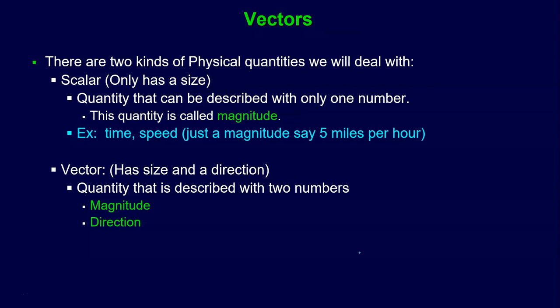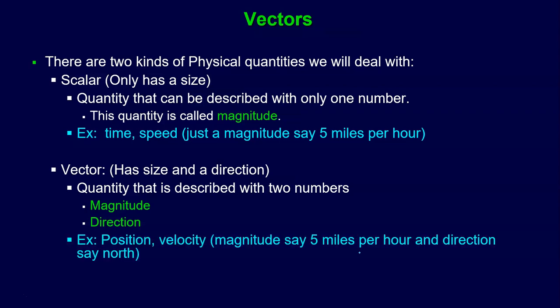We're going to need to describe vectors, and to add and subtract vectors will be really important to us. Some examples there would be the position of something, the velocity. So the velocity is a vector, the magnitude, say 5 miles per hour, but it also includes the direction, say you're heading north, where the speed is just the magnitude. So that's something we'll talk about.